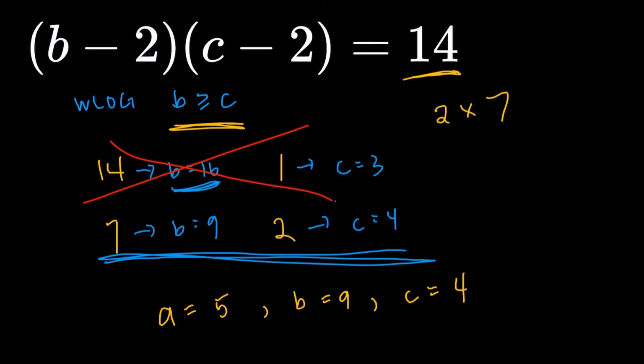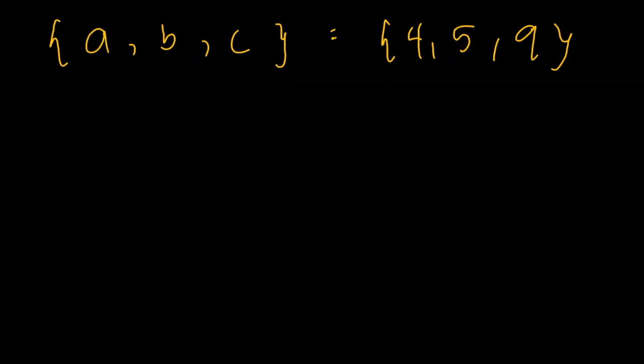And since we only wanted possible triples, there's actually only one, because what we did is, we know the order doesn't matter. Let's just say one of them is 5, because one of them must be 5. And then we realize that there's only one possible pair for the other two variables, B and C. So in fact, there's only one possible triple for A, B, and C, and it must be 4, 5, and 9.